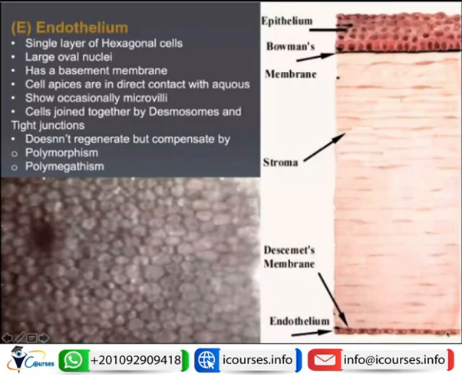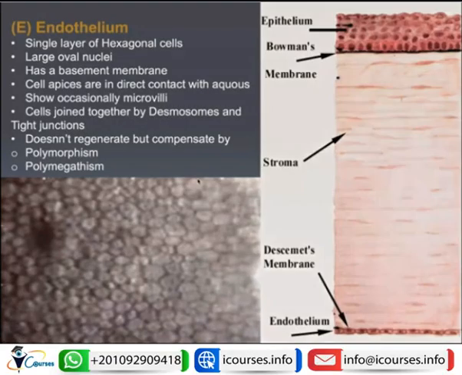Finally, we have a single layer of hexagonal cells, called the endothelium, with large oval nuclei and a basement membrane. Their apex are in direct contact with the aqueous humor and show microvilli. So microvilli usually are present to increase the surface of absorption. So this endothelium needs oxygen and glucose from the anterior chamber, from the aqueous, and the microvilli will help the endothelium for this absorption. And this will be covered in the physiology.